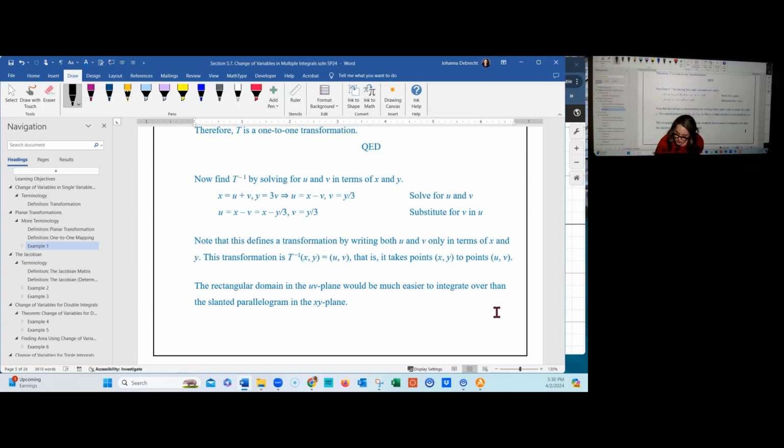So my transformation, which I can write as T inverse, applied to x and y, which will give me u and v, is given by u equals x minus y divided by 3, and v equals y divided by 3. So those are my two equations that will take an ordered pair in XY and translate it back to UV. Now, this is the direction we would typically want to go because we don't want to integrate over a parallelogram. They're kind of hard. But integrating over a rectangle is super easy because all your limits of integration are constants, right?